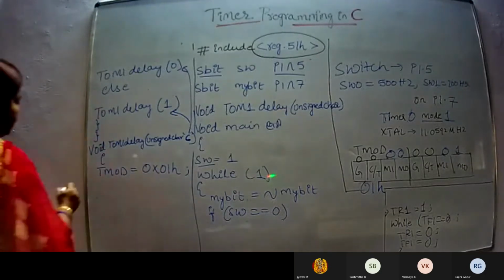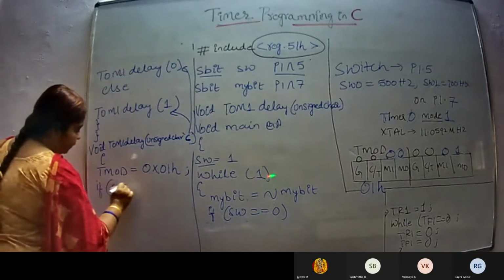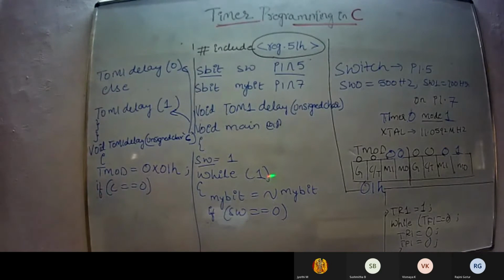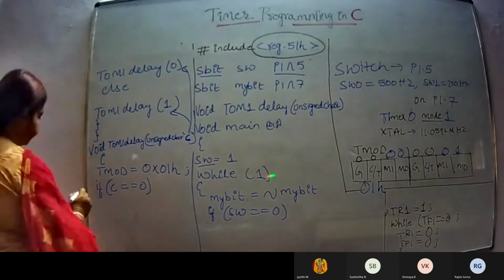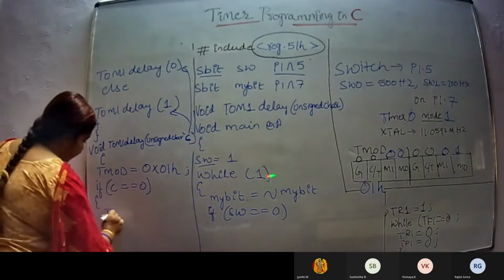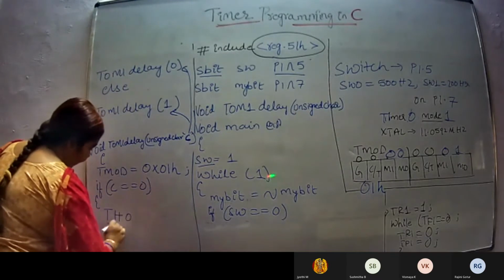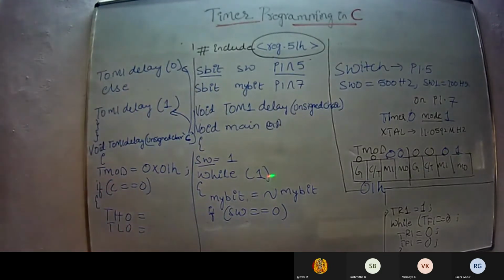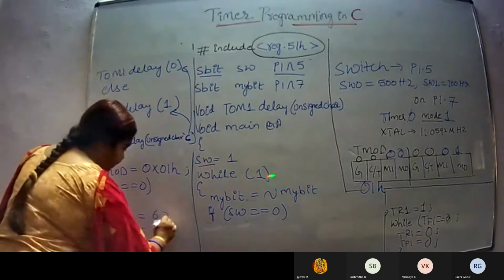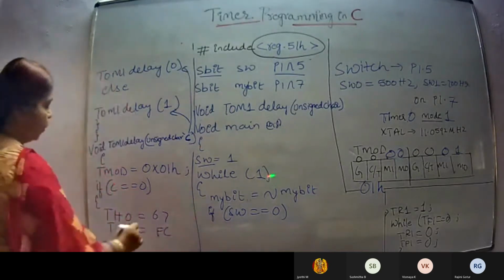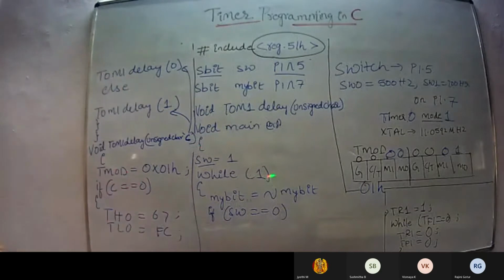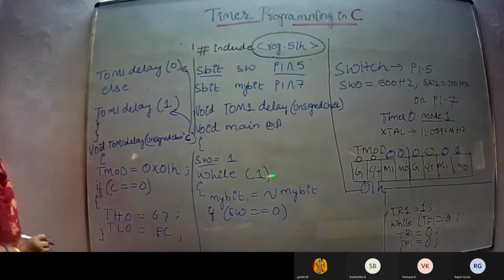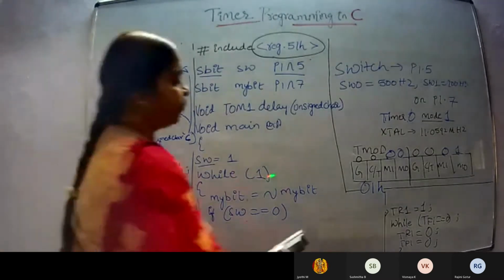If C is equal to 0, what should be loaded in the timer now? We had just found out in TH0 and TL0 the hexadecimal. It is 67 and FC. 67 and FC should be loaded in these two registers, if C is equal to 0. Else, open the bracket, close the bracket.